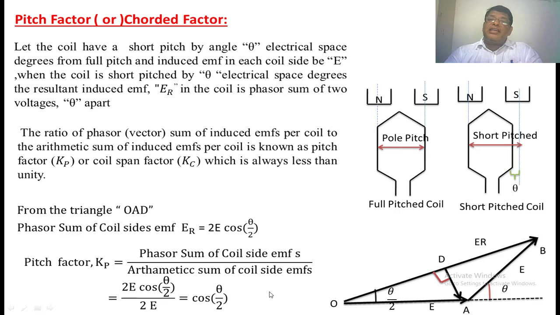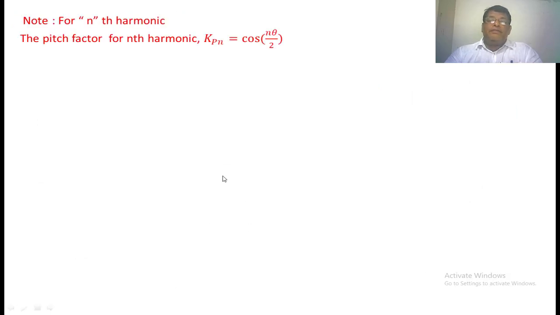Generally, the flux consists of harmonics. So, due to the harmonics, the pitch factor will also be different for each harmonic. For the nth harmonic, the pitch factor Kpn equals cos n theta by 2, where n is nothing but the harmonic order, that is third order or fifth order and so on.